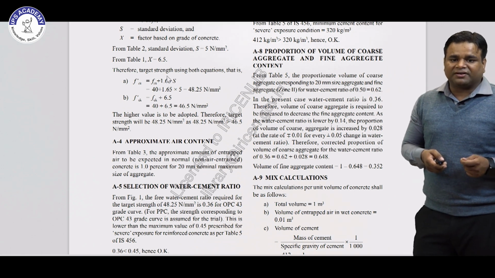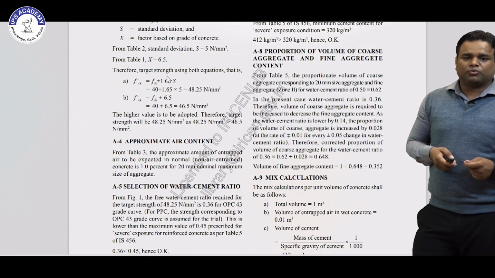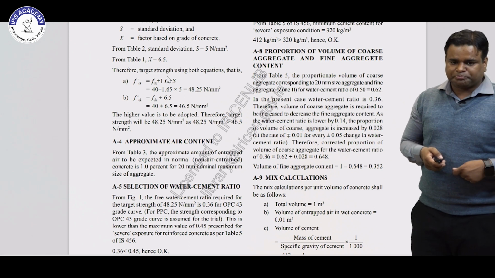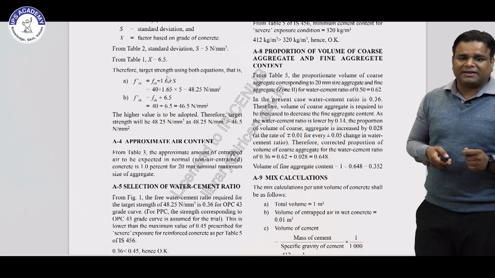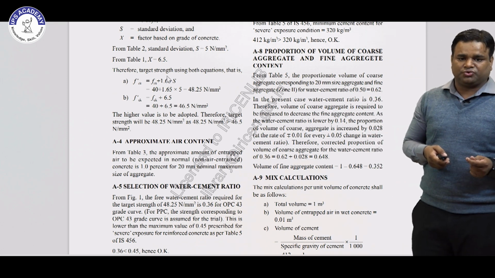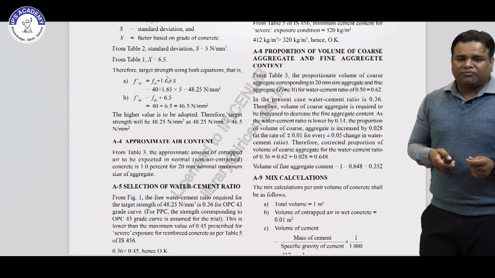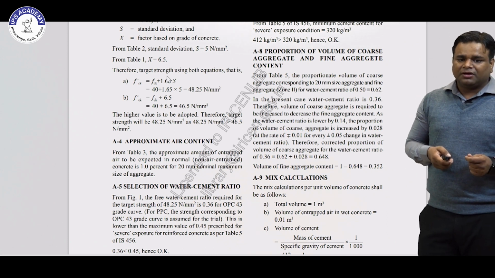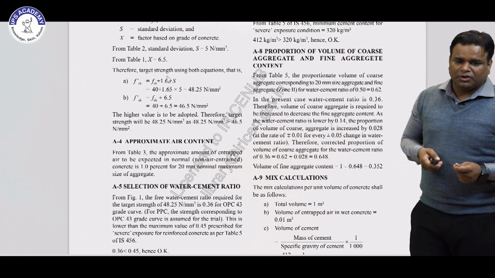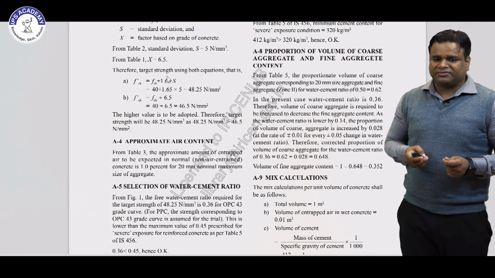So as the water cement ratio is lower by 0.14, the proportion of coarse aggregate is increased by 0.028 at the rate of plus minus 0.01 for every 0.05 change in water cement ratio. Therefore, the corrected proportion of volume of coarse aggregate for this water cement ratio is 0.62 plus 0.028, so we get the proportion of coarse aggregate as 0.648.